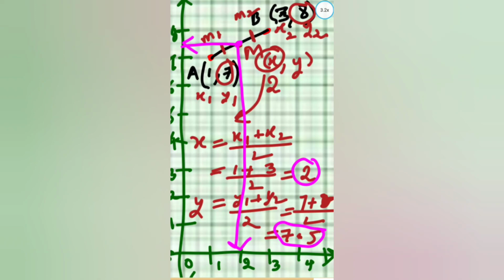So it is correct. Let me change the page and show you what if M is not exactly in the middle but makes two unequal parts. M1 and M2 are two unequal parts. How to do it? Let me show you. Let me change the page.